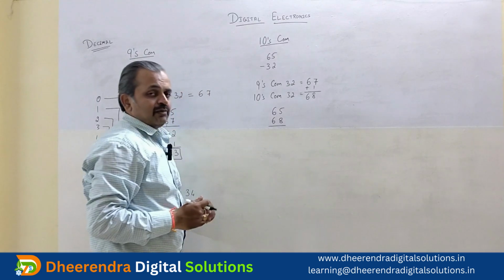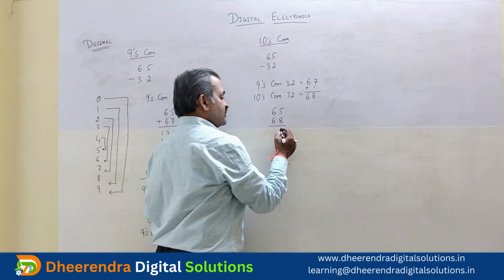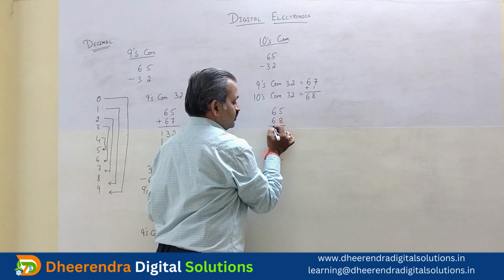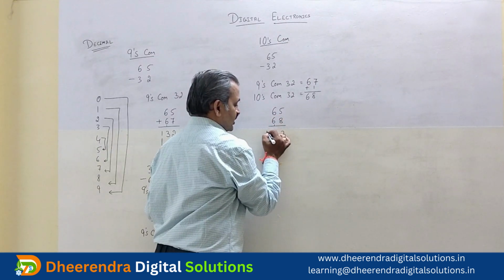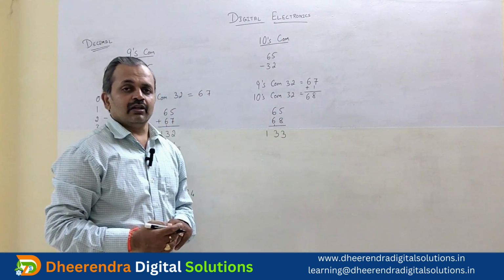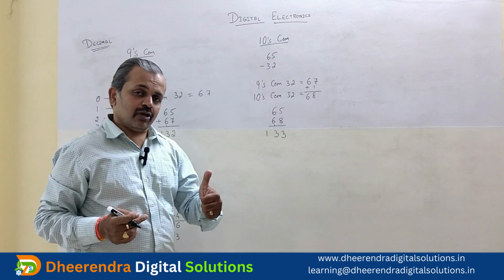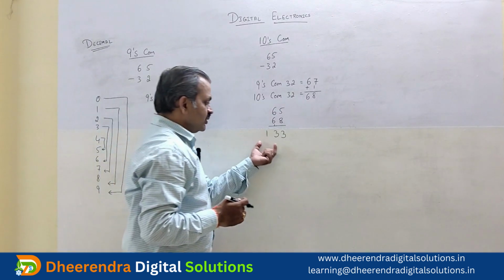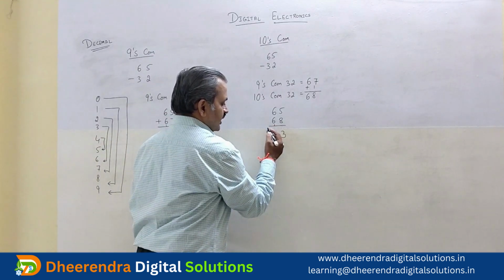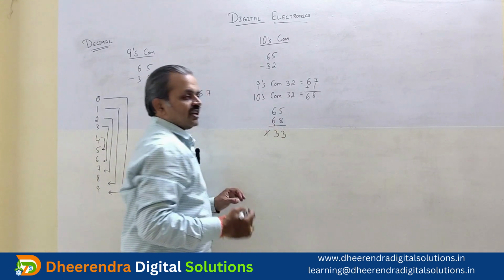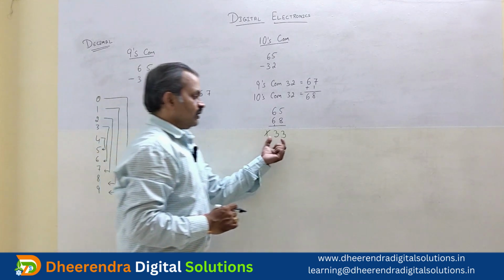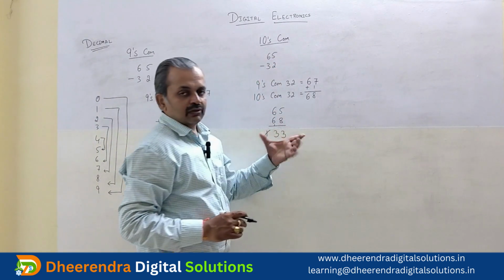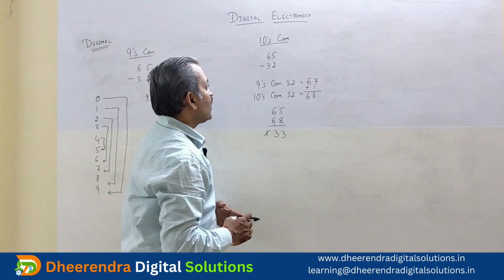So what is 8 plus 5? 8 plus 5 is 13. Carry is 1. 6 plus 6 is 12. 12 plus 1 is 13. So we get the result. Now, as per the 2's complementary technique, the 8's complementary technique in the octal number system, similarly in 10's complementary technique, we have to ignore the carry. Whatever result we have got is 33. 65 minus 32 is equal to 33.